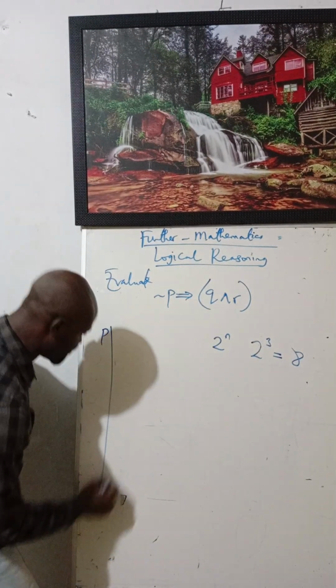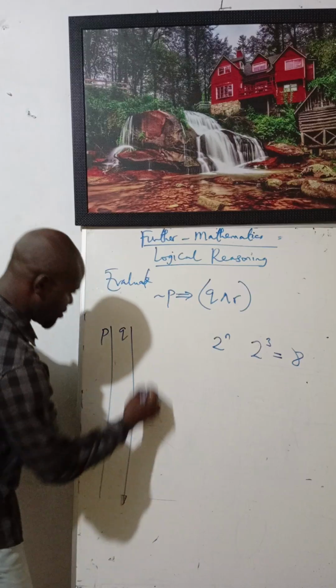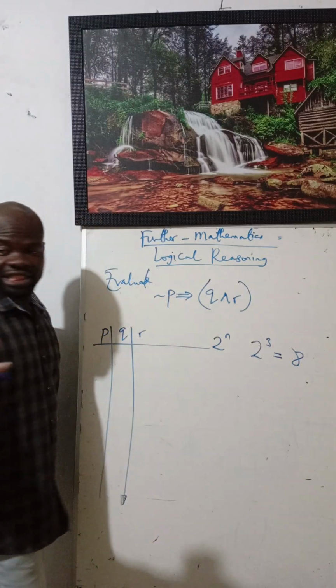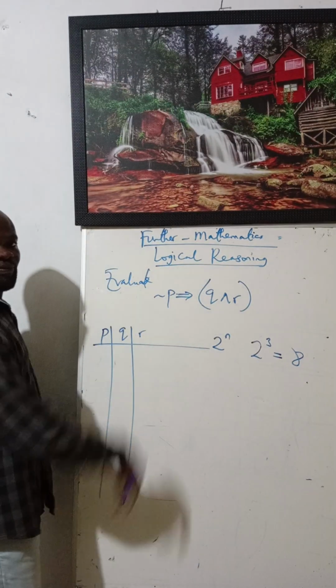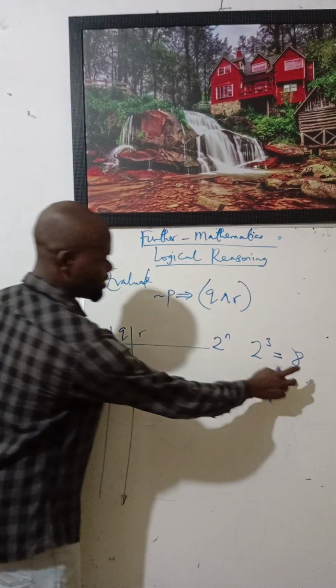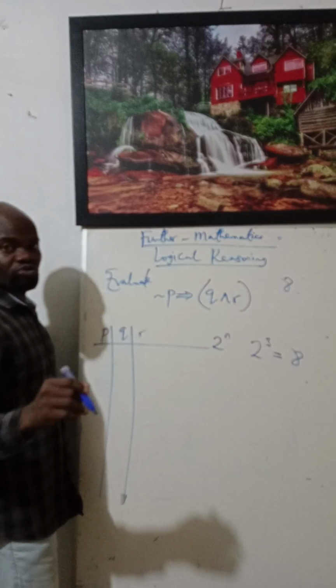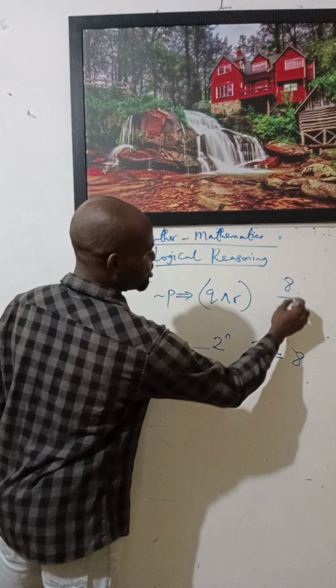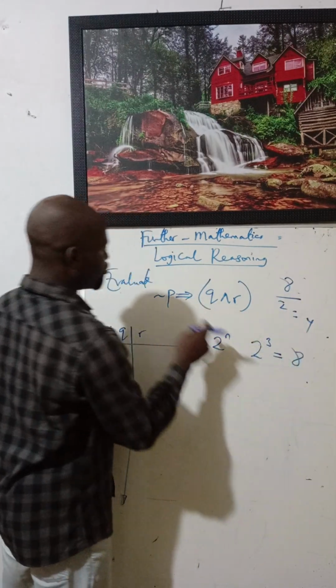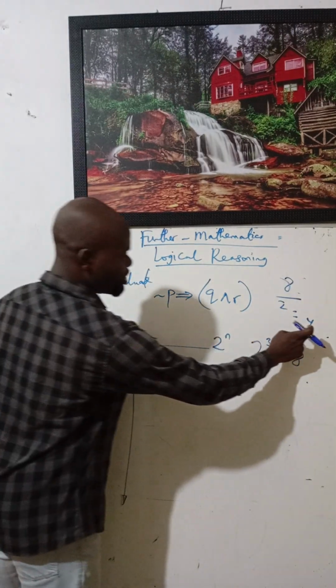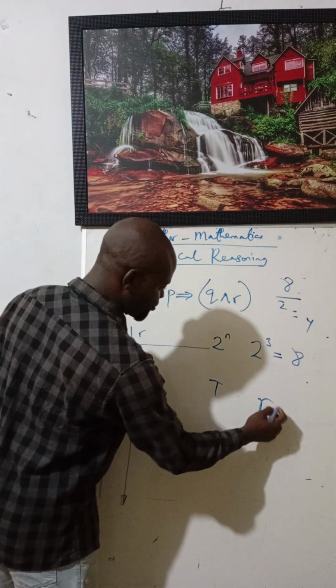We have P, Q, then R. Three statements, so the total is going to be 8. This is what we do: that 8, we always divide by 2. That's 4. So start with P. That 4 means we have true and we have false.